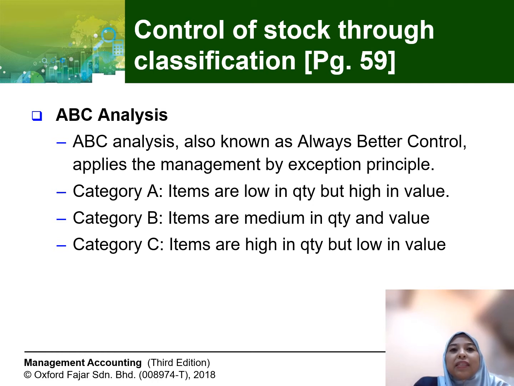Stock items listed in Category A need to be given great care and closely controlled, whereas stock items in Category B require due care and moderate control, and stock items in Category C require comparatively less control.